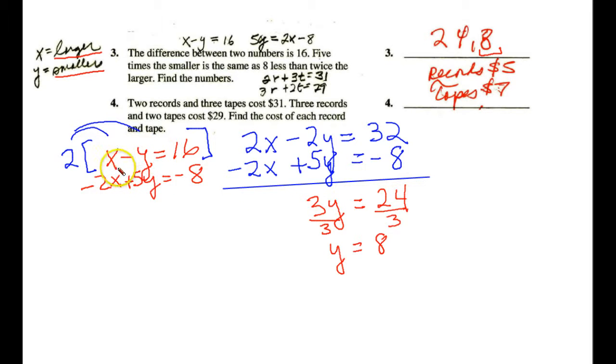So I can use any equation that I want. I have y is 8. So this is going to be x minus 8 equals 16. I'm going to transpose the 8. On this side it becomes a positive 8, so x is 24. So the larger number is 24. The smaller number is 8.